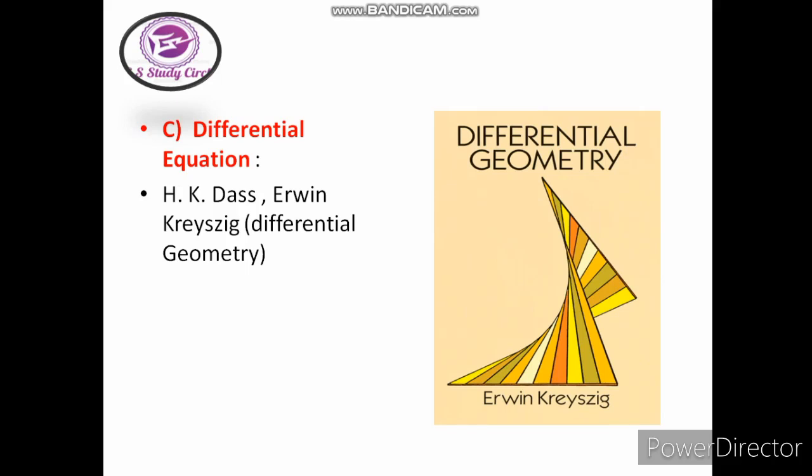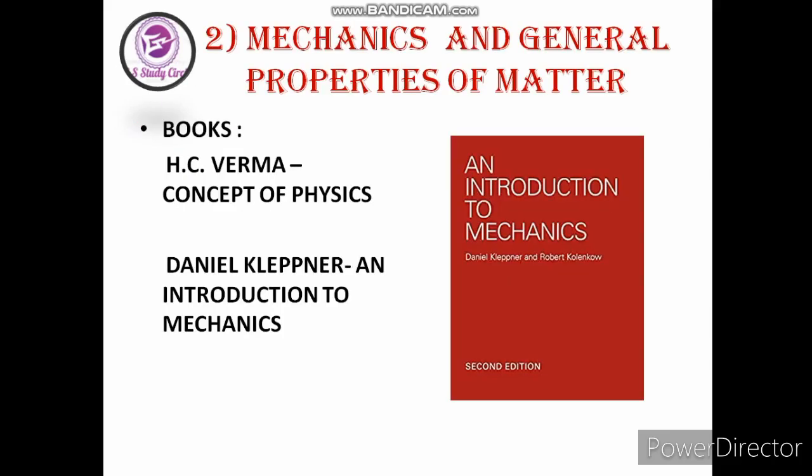Okay, next one, the second topic, is mechanics and general properties of matter. Mechanics consists of Newton's laws. This is the very first name that comes with mechanics. Then velocity and acceleration in Cartesian and polar form, moment of inertia, Kepler's laws, gravitation, center of mass, elastic and inelastic collisions, kinematics. These subtopics consist under this main topic, mechanics and general properties of matter.